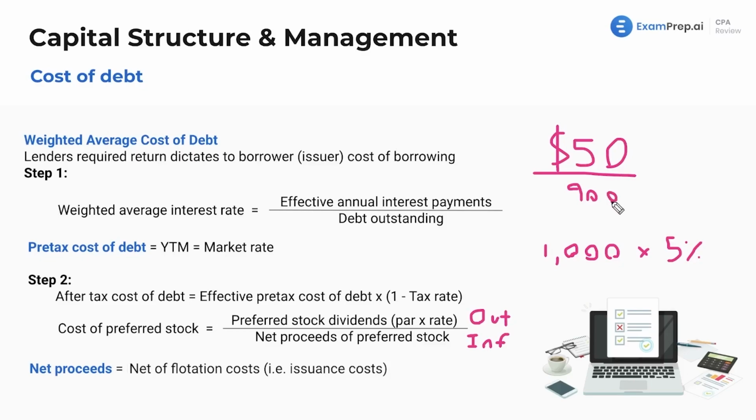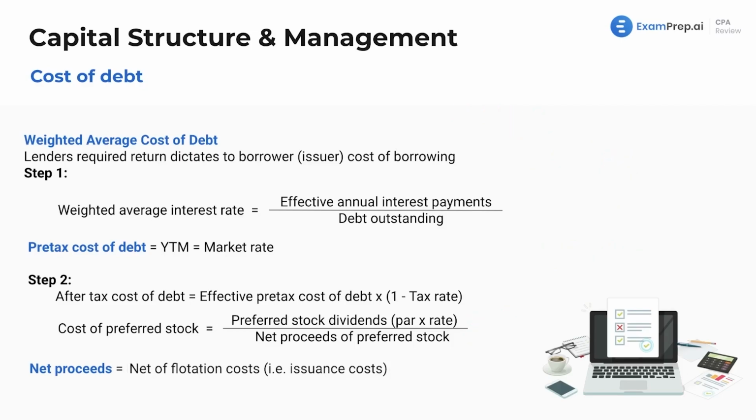All right. So then we would just do 50 divided by 900, and that gets us a cost of preferred stock of 5.56%. Here we go. Pretty simple for our cost of preferred stock. There it is. Take it in, enjoy. That's it.